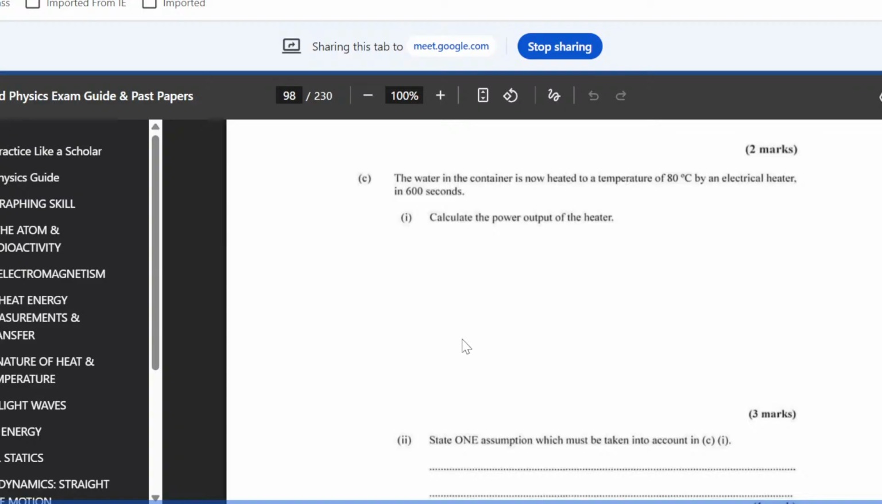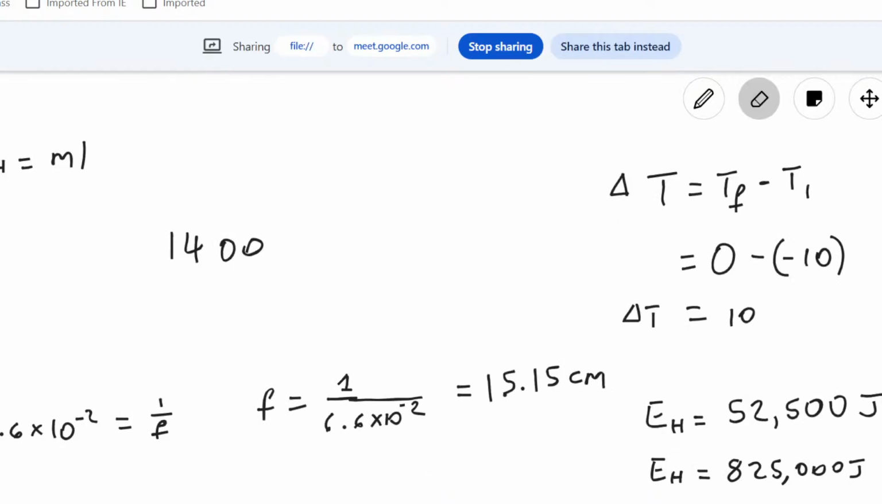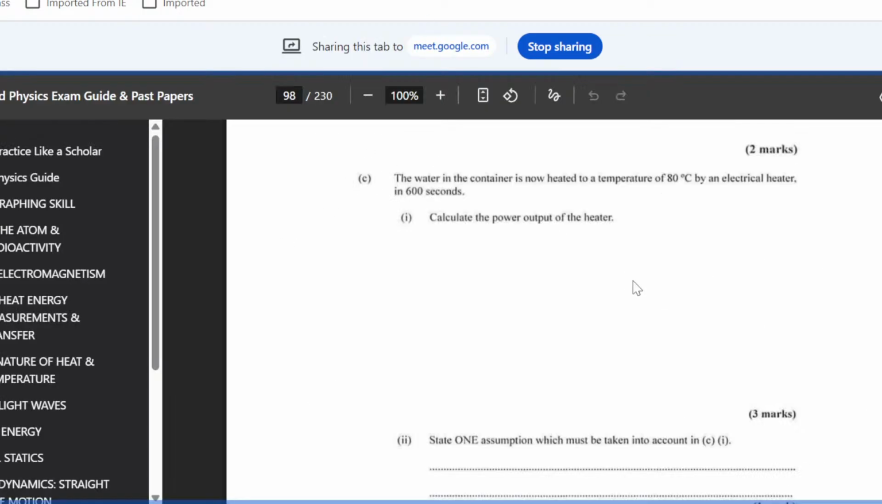Because if it's the energy, I got 840,000 joules. Yeah, I got that as well, sir. And then divide it by the 600 seconds, to get the 1,400. That's what she got. So the 1,400 was the watts then, the power. Yeah. Okay. Alright, makes sense now. It's all coming together.